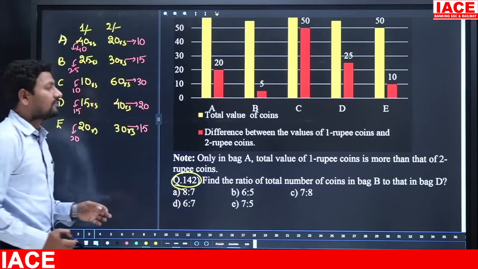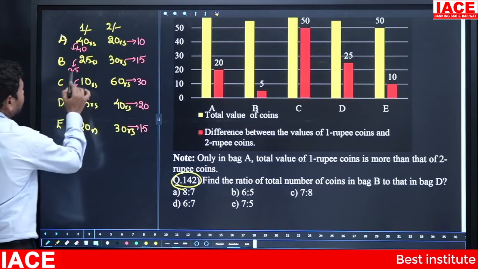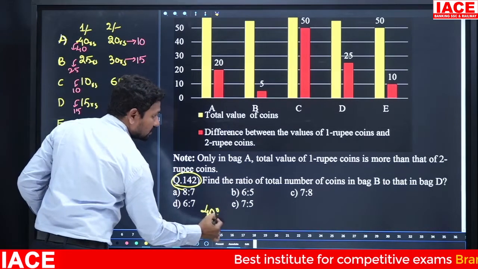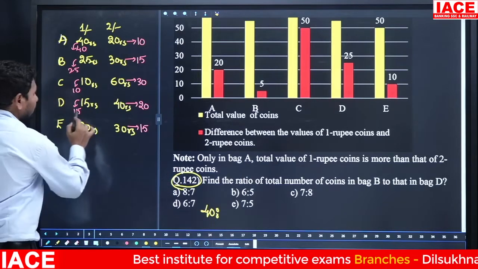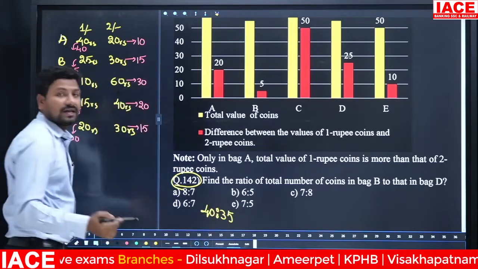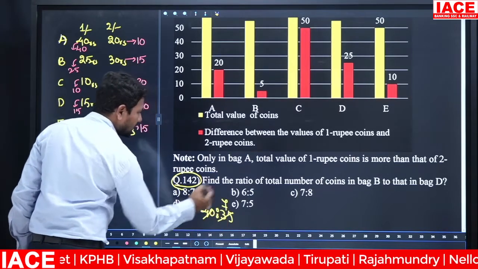Find the ratio of total number of coins in bag B. Total number of coins in bag B, 25 plus 15, totally it is 40 coins, ratio to that in bag D, 15 plus 25, 35, and 40 and 35 both are cancelled with 5, 5 8s and 5 7s. The ratio is 8:7.